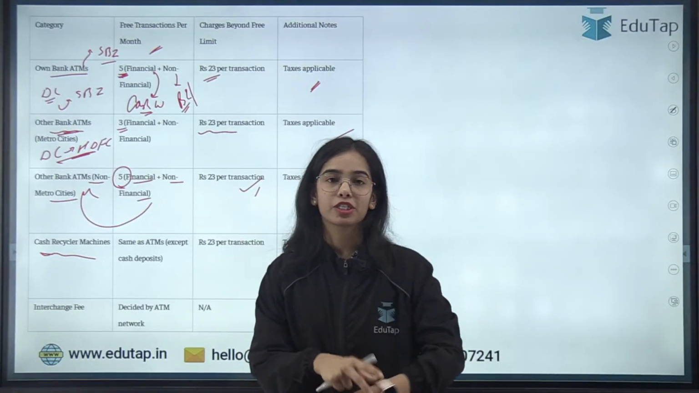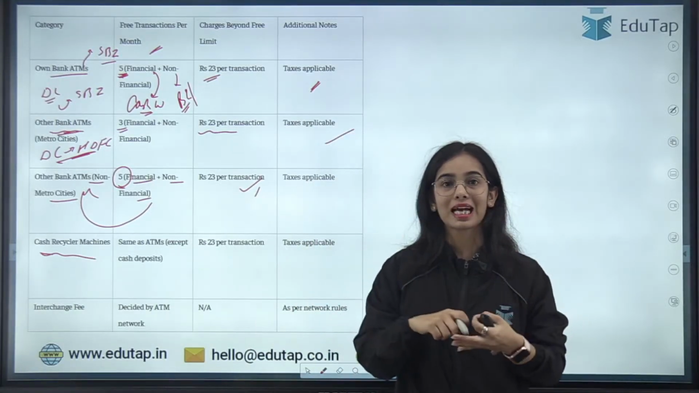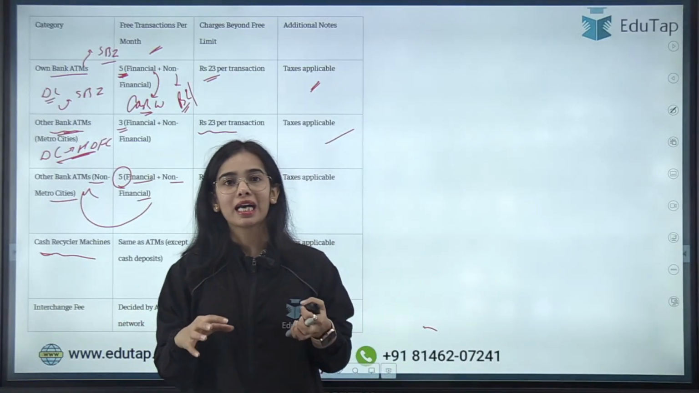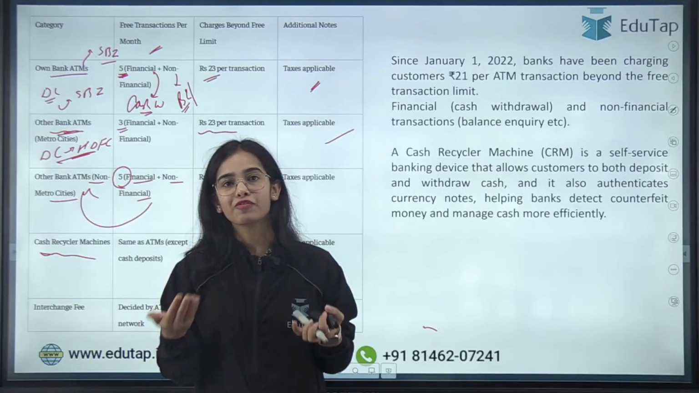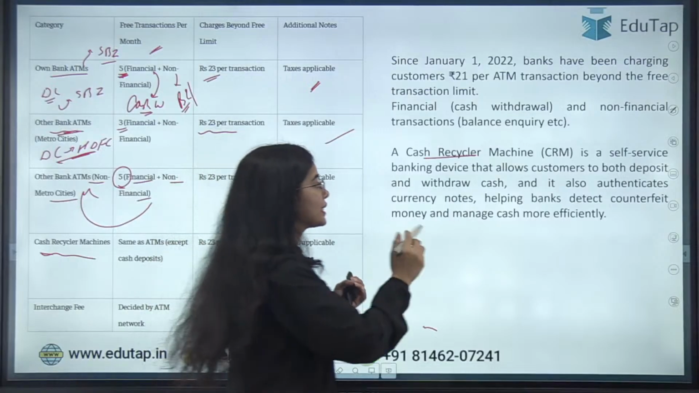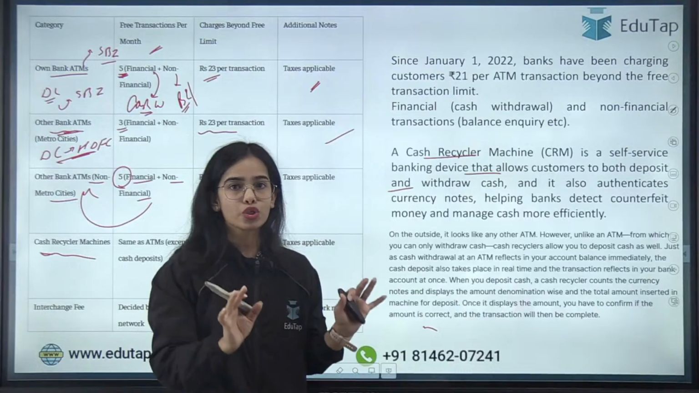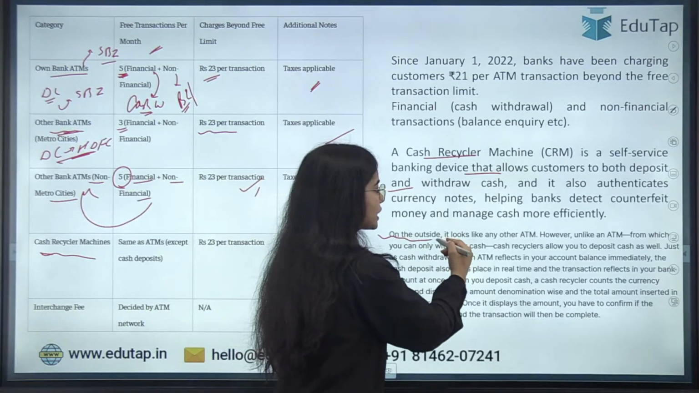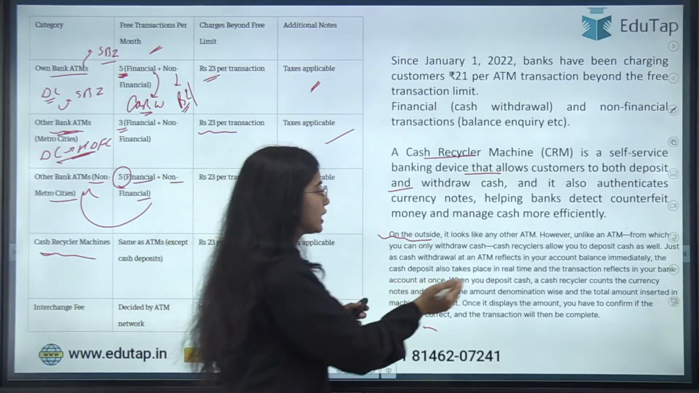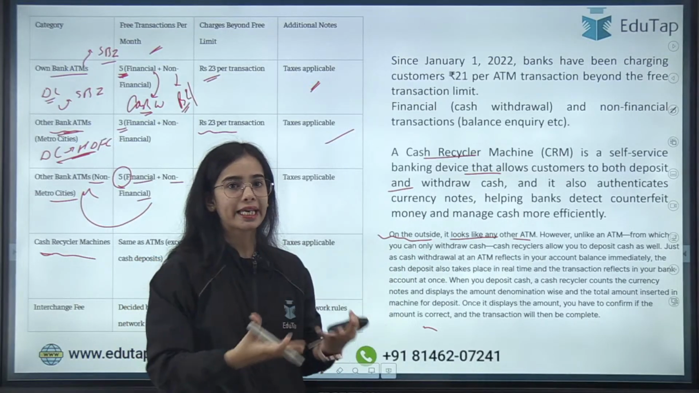See, cash recycler machines work like an ATM. They seem like an ATM, but these are machines that can also take deposits. So these are the cash recycler machines that provide you some basic banking facilities. A cash recycler machine is a self-service banking device that allows customers to both deposit money as well as withdraw cash. On the outside, the cash recycler machines and the ATMs might seem the same; it looks like any other ATM.